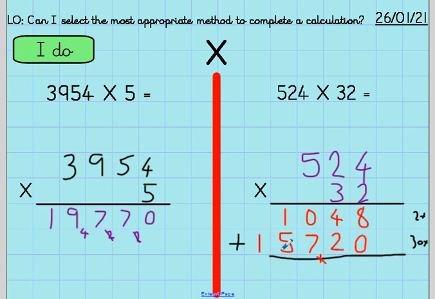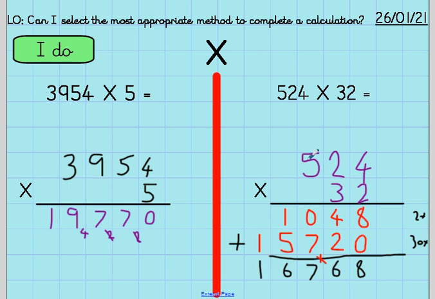Now, I'm not finished yet, because here I've got 2 times. Here I've got 30 times. And when I add those together down the bottom, I'll have 32 times, won't I? So, 8 add 0 is 8. 4 add 2 is 6. 0 add 7 is 7. 1 add 5 is 6. And then 0 or nothing add 1 is 1.